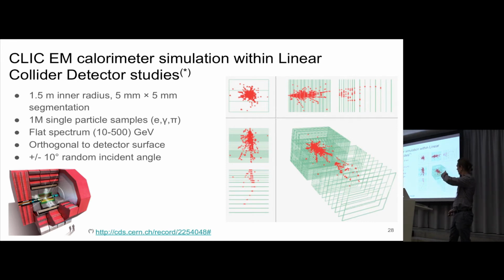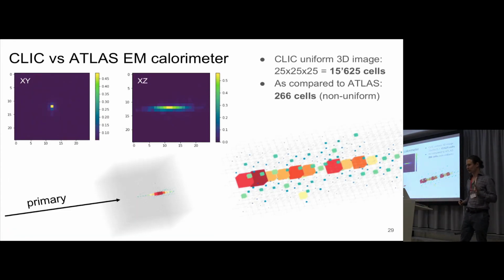Incident orthogonal to the detector surface, plus minus 10% random incident angle. And here you see how a shower is developed in 3D. As I mentioned already, what are the most important differences between the Atlas calorimeter and the CLIC one? First of all, this is uniform here. Same number of cells in all directions, where for Atlas it was quite non-uniform. And the total number of cells is also quite different. So it's a much larger number of cells for CLIC. As a result, you get these very sparse images, right, where you have most of the energy deposited just in a few cells. This is the XY, and here you see also the longitudinal direction.